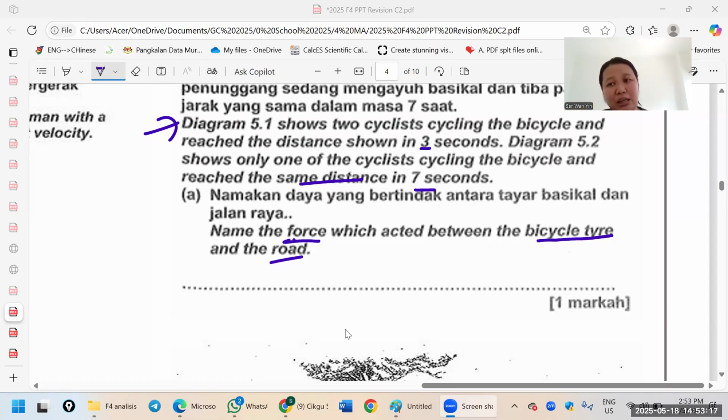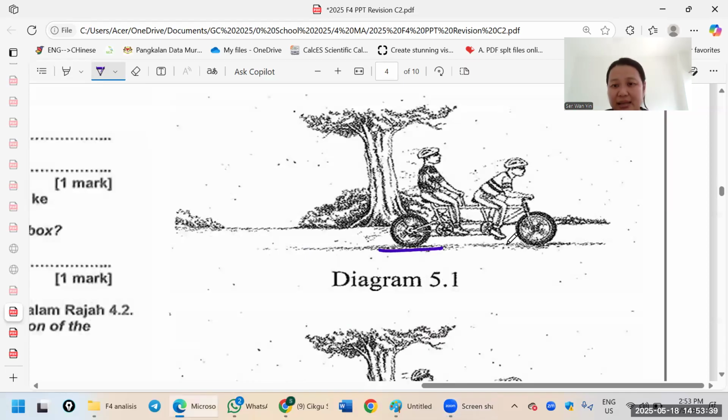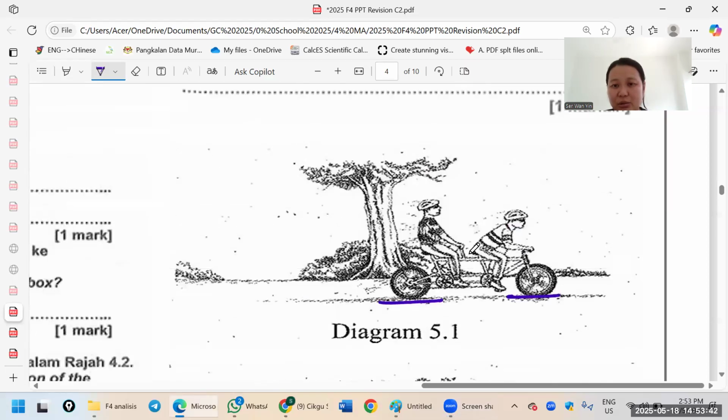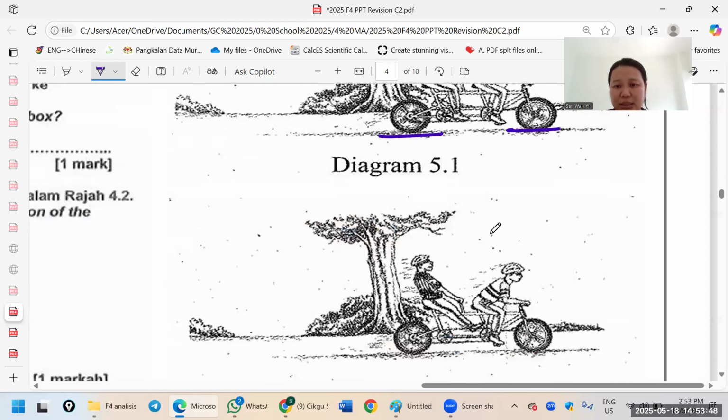Inertia is not a force. We learned a few force before. Yes, thank you, Guan Yu. Can you show one more try? The rest, hello. We learned this in primary school actually. Tyre and the road. This one, 2 people cyclists. Two cyclists. This one cyclist.